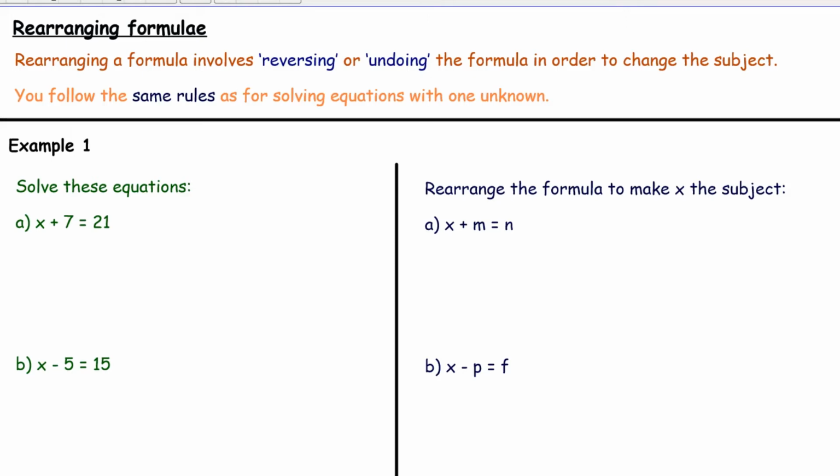Rearranging a formula involves reversing or undoing the formula in order to change the subject. And you follow the same rules as for solving equations with one unknown. Now, for example, in example 1, we want to solve this equation.